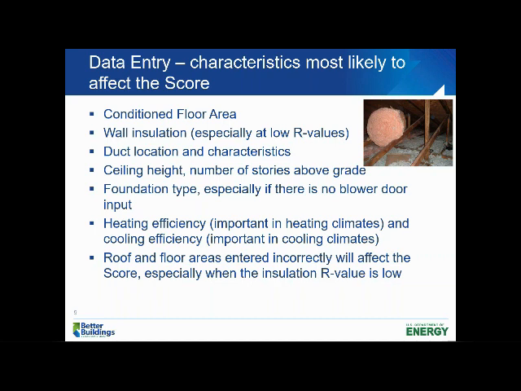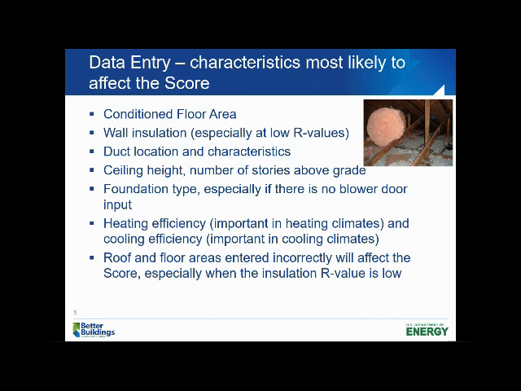Wall insulation is probably the second most critical item, especially at low R values. If it's an older house and it has low R values, one thing to keep in mind is in a 2x4 stick frame house, your wall insulation R value input is almost always going to be R7.